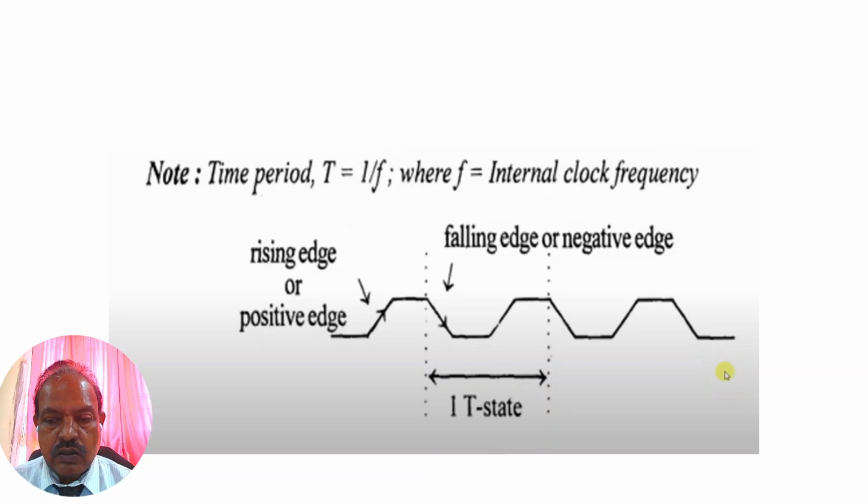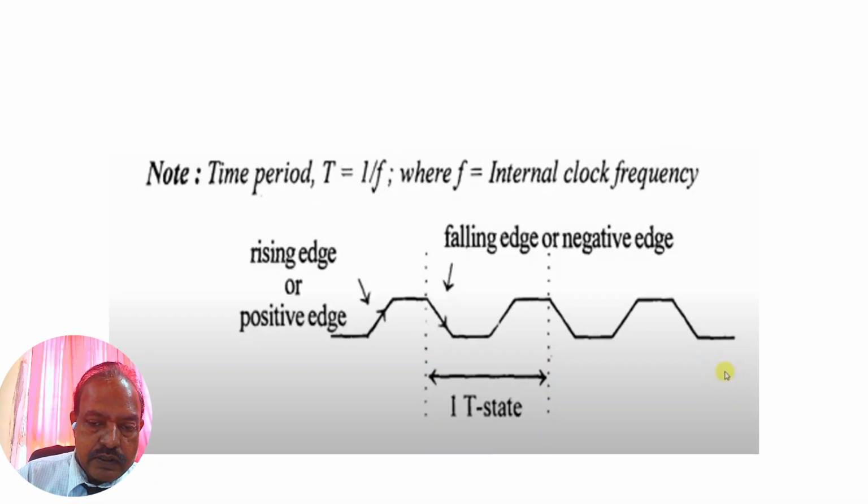If you see the diagram here, the positive edge, which is the rising edge, goes from 0 to 1, and the falling edge goes from 1 to 0. Actually, instead of being exactly vertical, there is some delay, and that is the reason the edges are slightly slanted upward and downward. You can see it here. This is the rising edge and this is the falling edge, right? And from this point to this point, it is one T state.